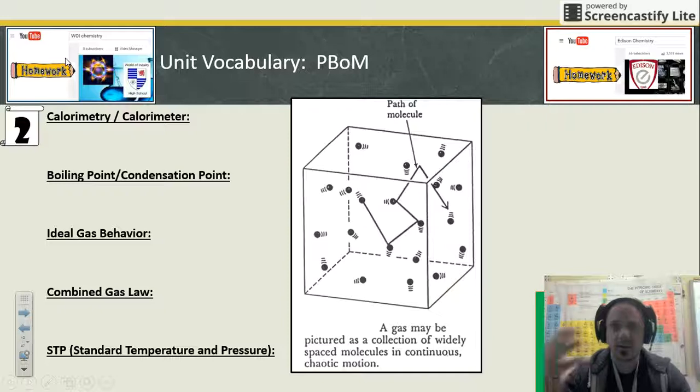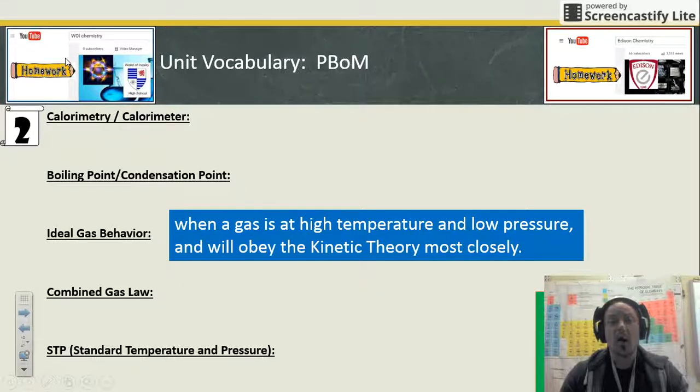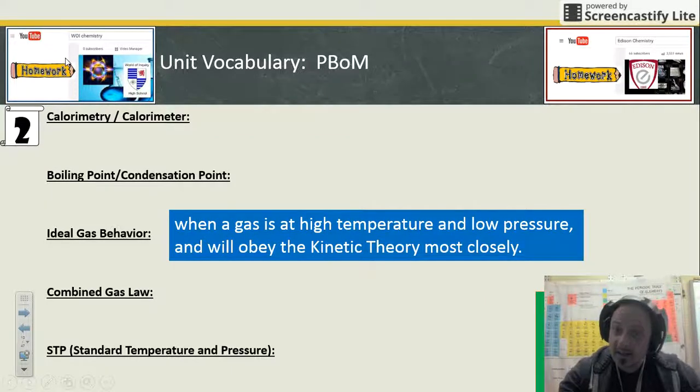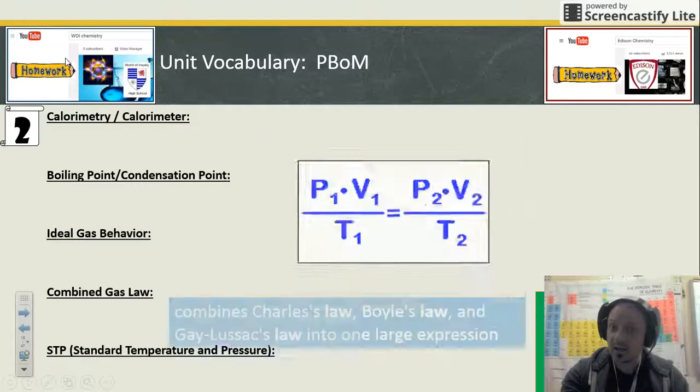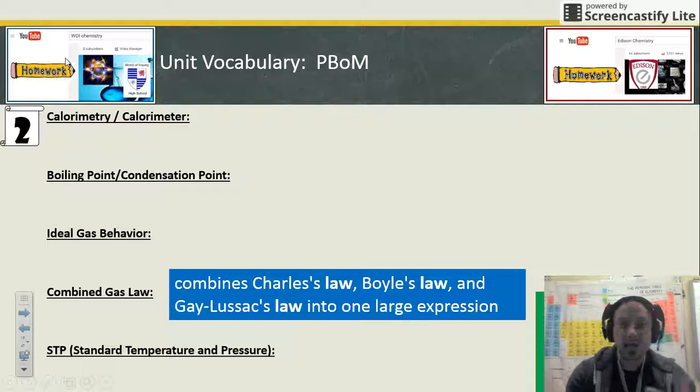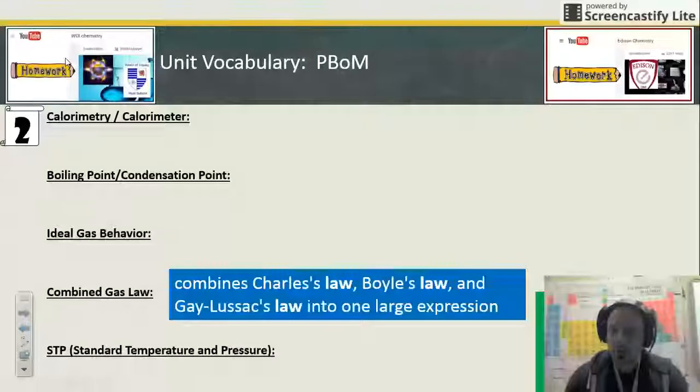Ideal gases. Well, this is a particle in a box model. It's describing the behavior of a gas particle. Ideal gases are under high temperature, low pressure, so they can move in straight lines without bumping into anybody. And they're usually obeying the typical kinetic molecular theory most closely at this time, which is what we need so that our combined gas law equation is going to work. We have to assume that our particles are behaving like an ideal gas to use that equation. The combined gas law combines 3 different laws, Charles' law, Boyle's law, Gay-Lussac's law, into one large expression. We're going to study those discrete laws as relationships, but the equation for the combined gas law is what's most important.